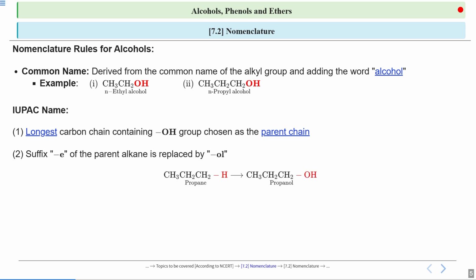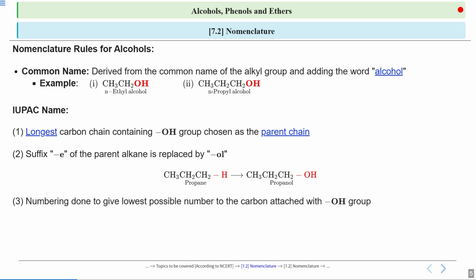For example, you can see we have propane, a 3 carbon chain, and when hydrogen is replaced by the hydroxyl group, which is for the alcohol, you will get propanol. So you are writing the IUPAC name of this compound as propanol. So E is replaced. E of the parent alkane propane is replaced by ol for the OH group for the representation of alcohol.